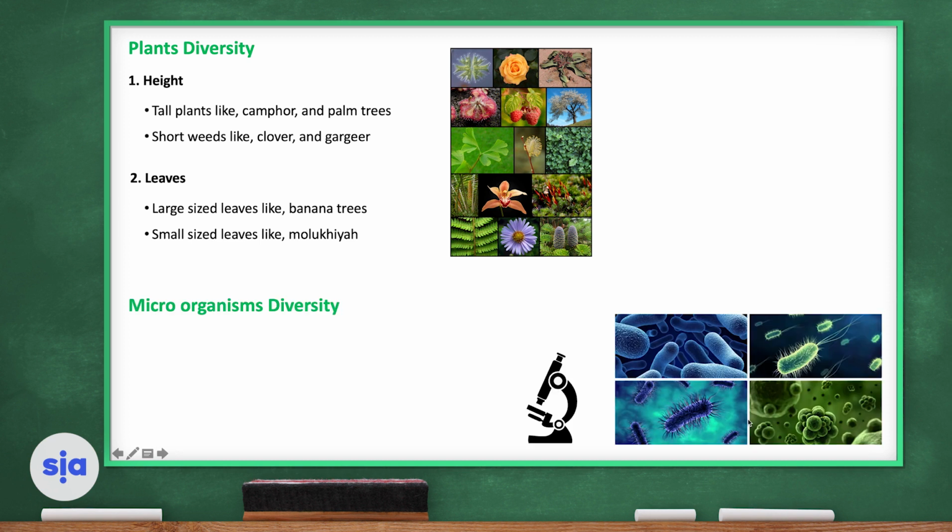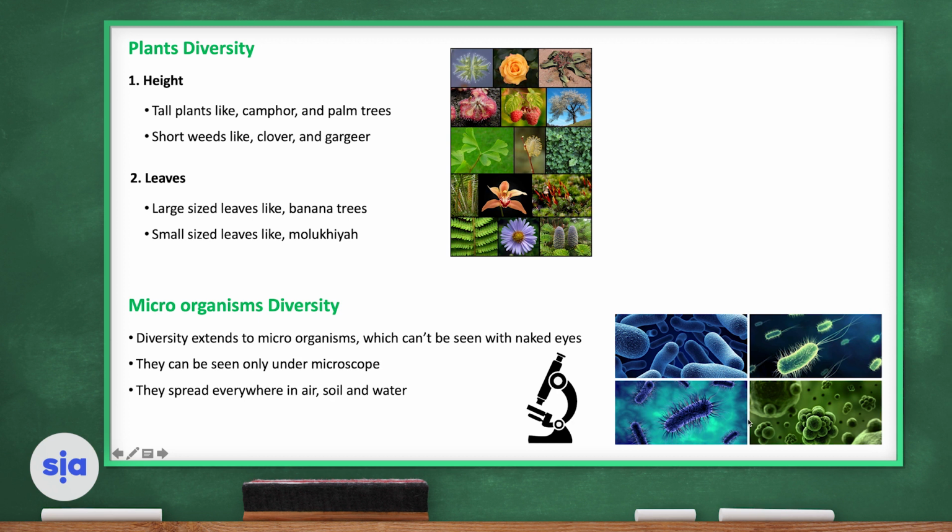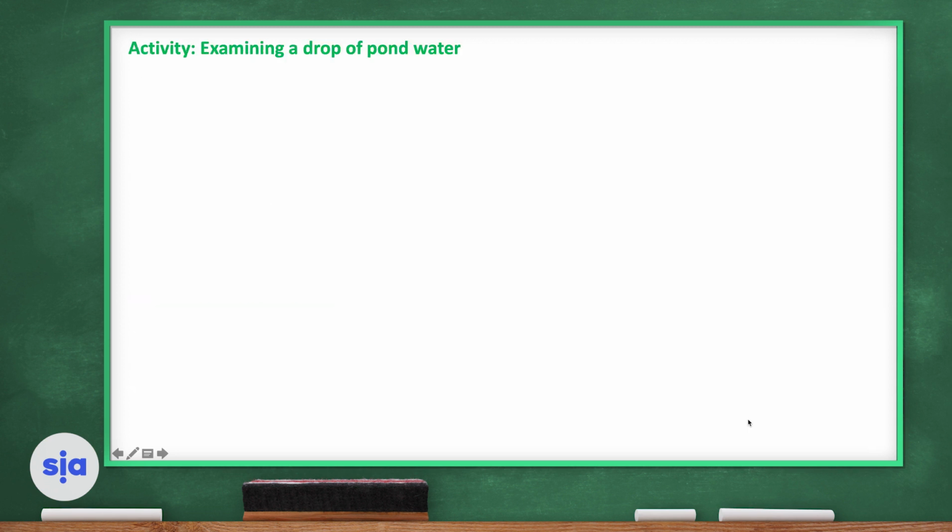What about microorganisms? What are microorganisms? They are very small and tiny living organisms that cannot be seen by naked eyes. You can see them only under a microscope. And they spread everywhere around you, in air, soil, and water. Also, these microorganisms show diversity, or they are different from each other.